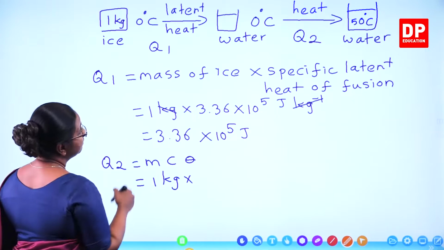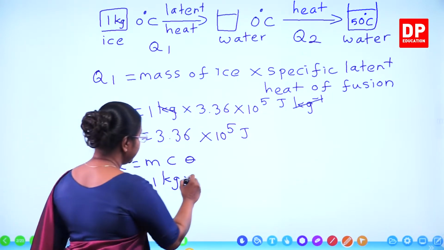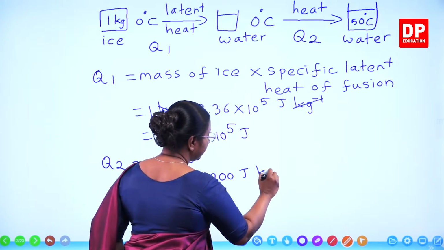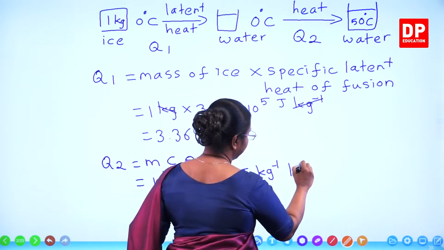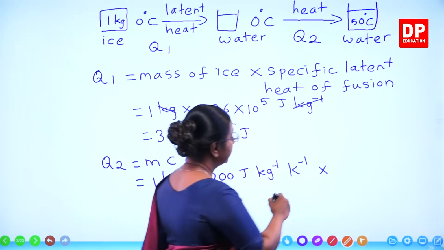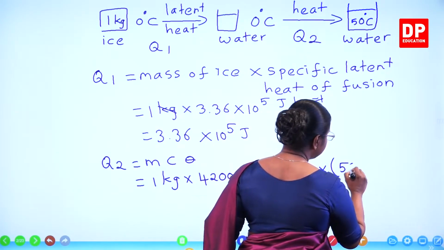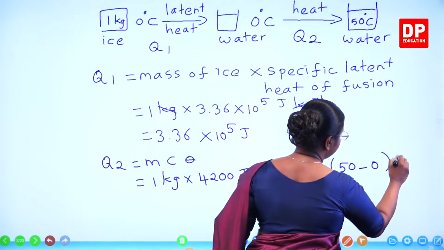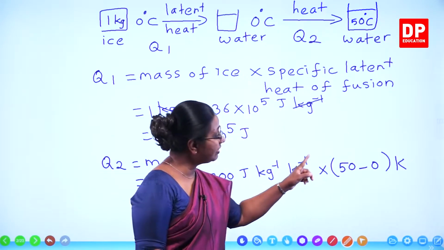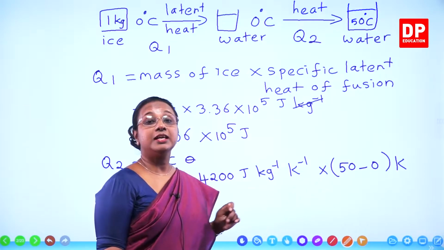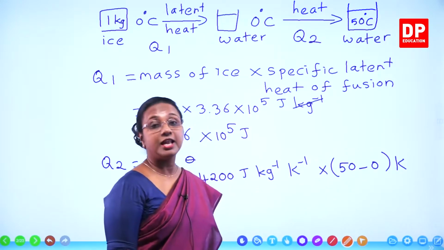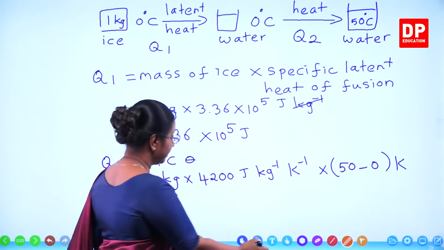You all are familiar with the specific heat capacity, 4200 joule per kilogram per Kelvin. And here, what is the change in temperature? Final temperature is 50 degrees Celsius, initially 0, and we can write it in Kelvins. Since this is given in Kelvins, I am using the Kelvin for temperature. If this was in degrees Celsius, we can use the difference in degrees Celsius.